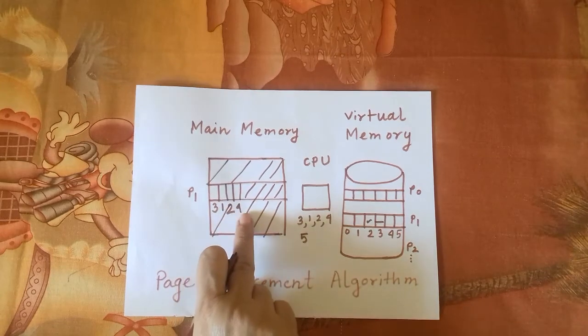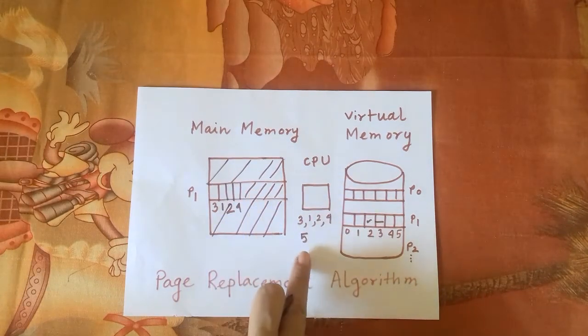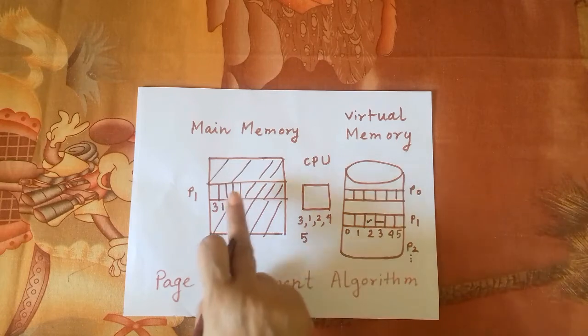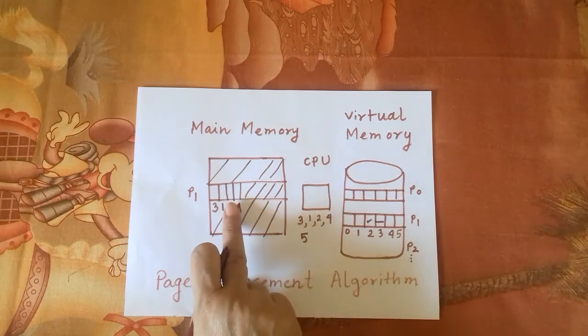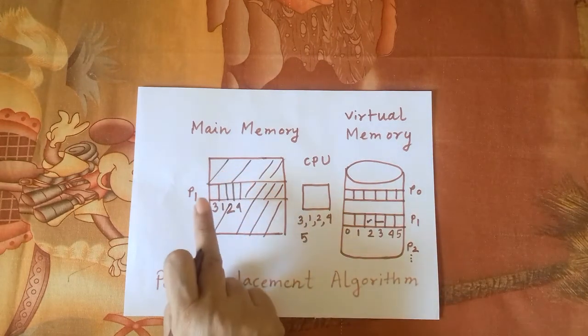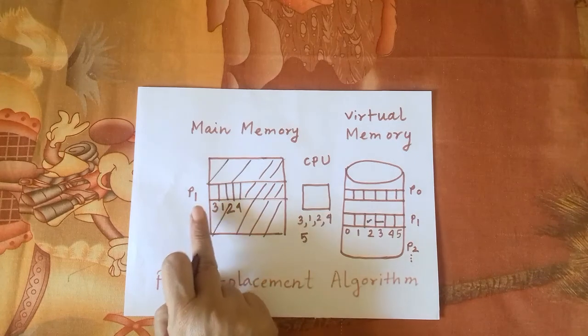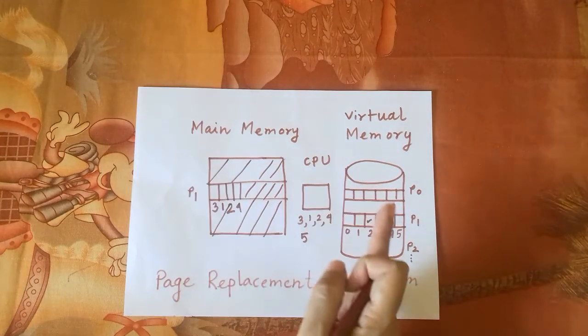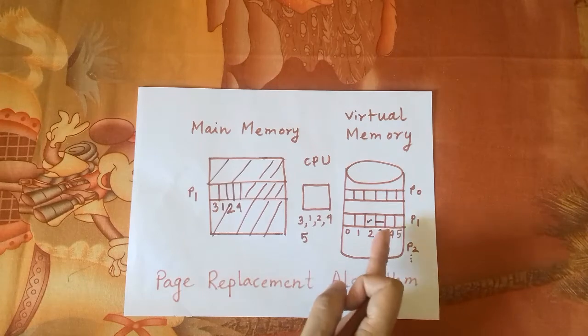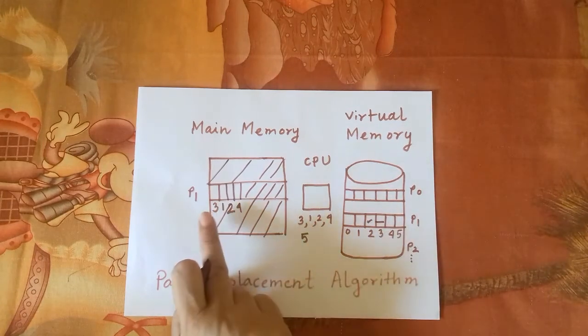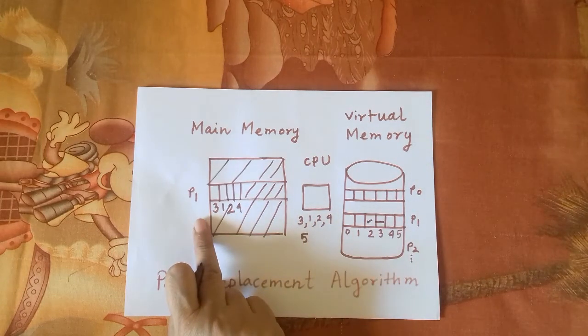3, 2, 1 and 4 is already executed. So for bringing 5 from virtual memory to main memory, I need to replace some page. In the sense that page should be given back to the virtual memory and page number 5 should be brought from virtual memory to main memory.